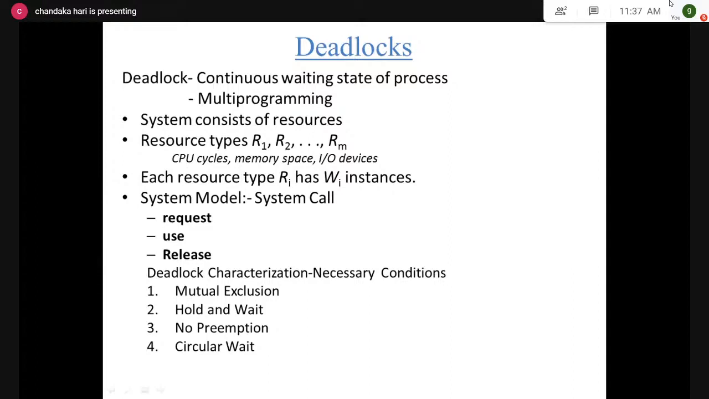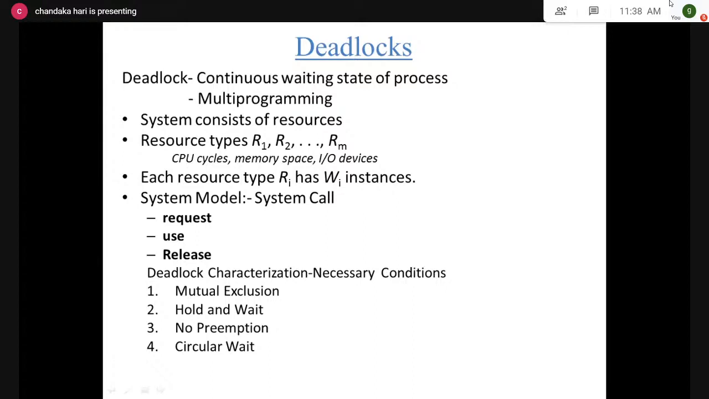Now, a non-shareable resource implies that the resource cannot be shared by more than one person at a time. That resource can be accessed by only one person at a time. Let us take an example. If one person is already using that non-shareable resource, and any other person is trying to access it, he has to be kept waiting.